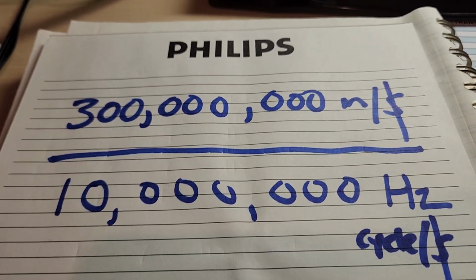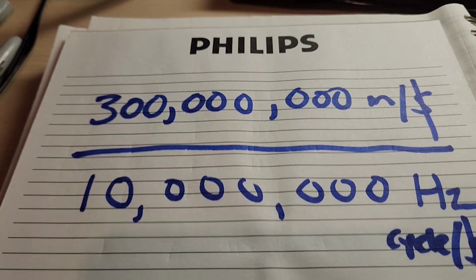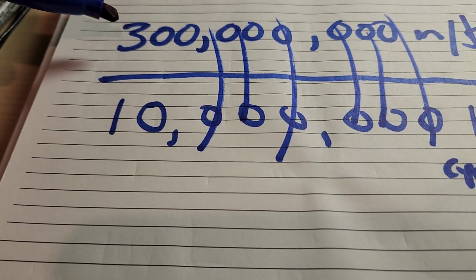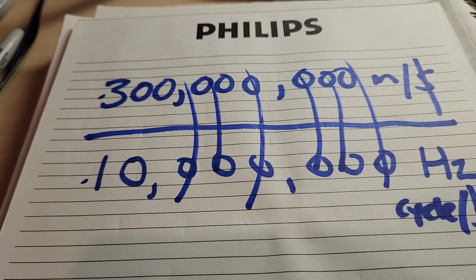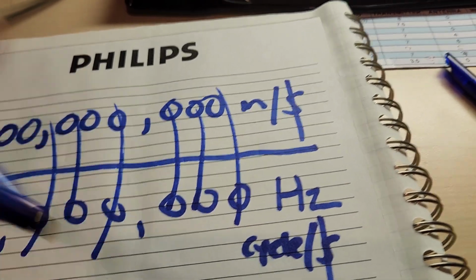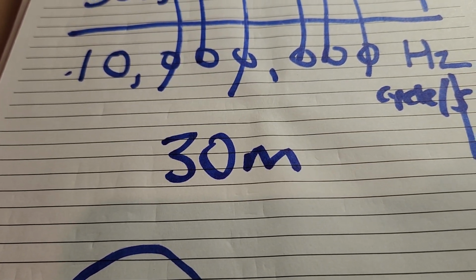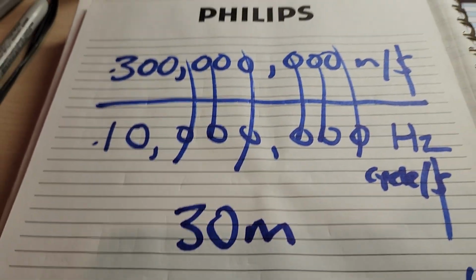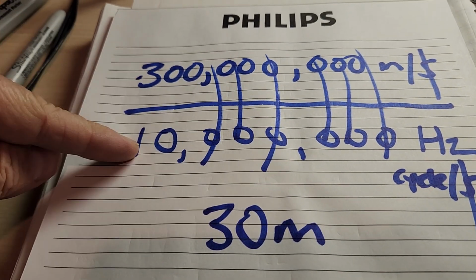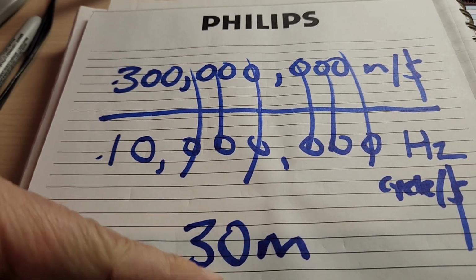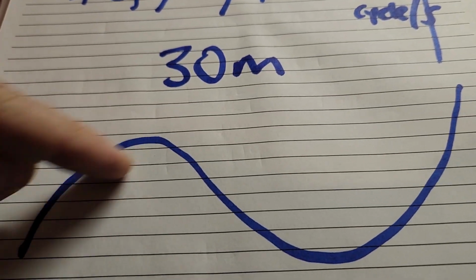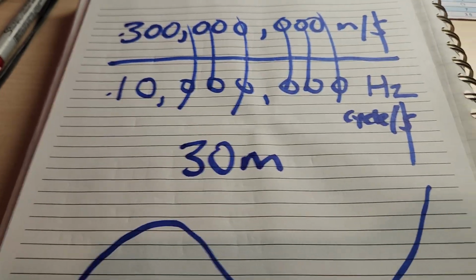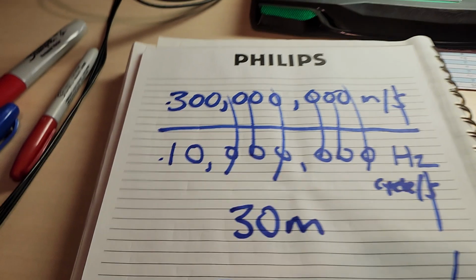How long is the wave? How many meters? So all the zeros cancel out, right? Because we get rid of the millions. So we're basically taking 300 divided by 10, and guess what? That is the 30 meter band. That's the easy one. Sometimes they're not exact, but you're basically taking 300 divided by the frequency in megahertz, and that'll give you the wavelength. So a wave of that is about 30 meters, or about 100 feet. If you could see it, one wave would go about the length of the yard.